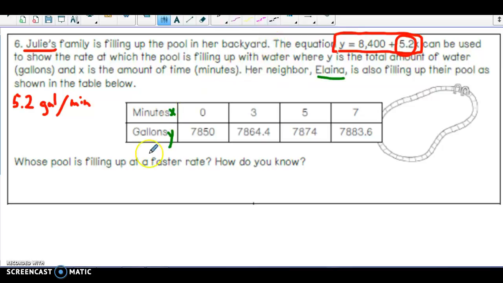For Elena, we want to look at our change in y over change in x to get the values for her slope.